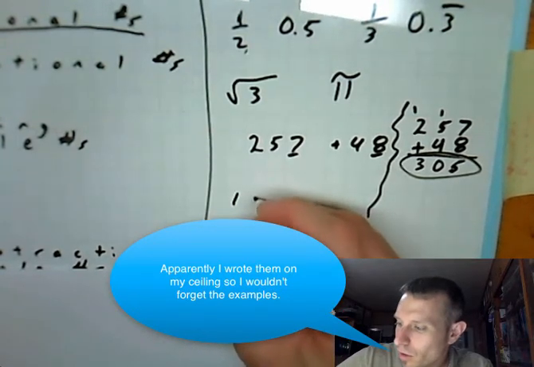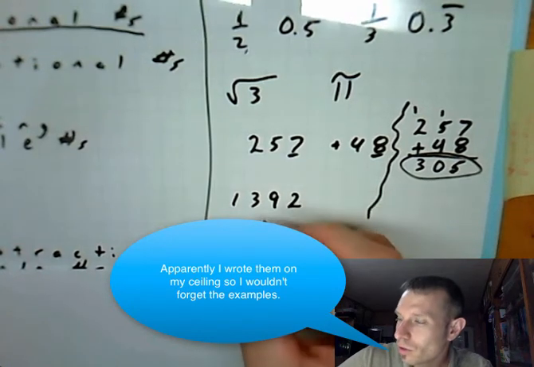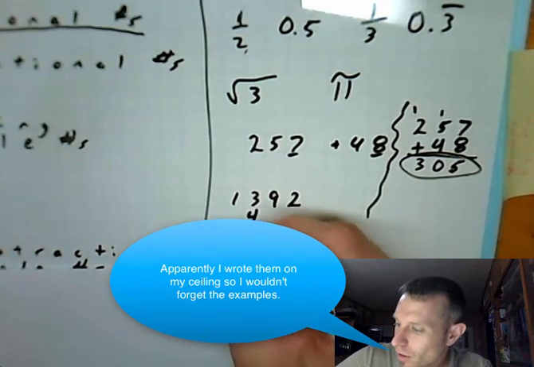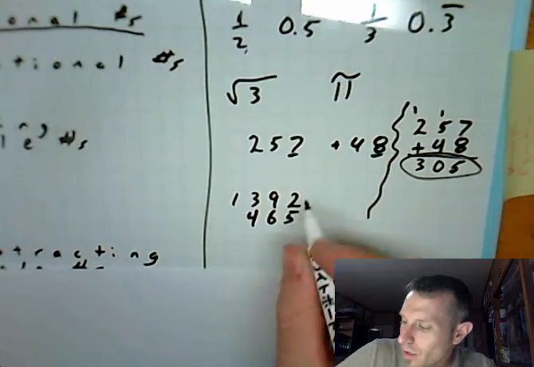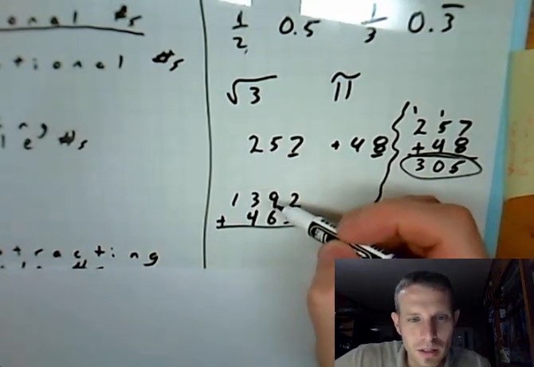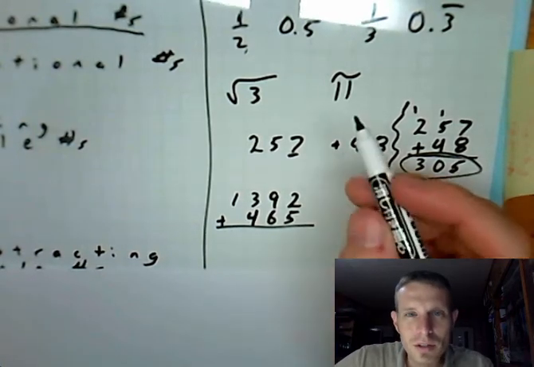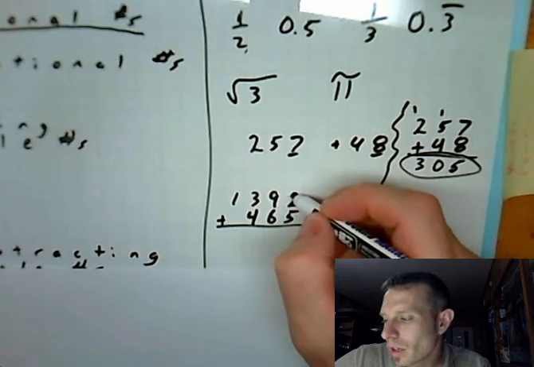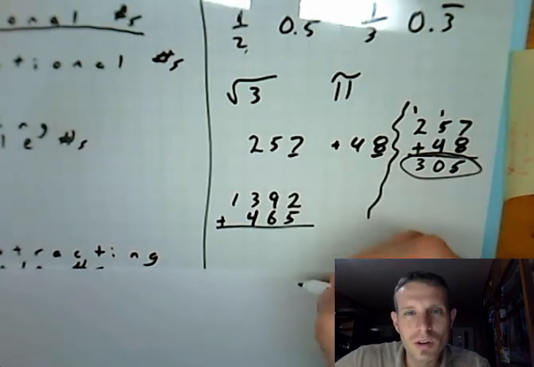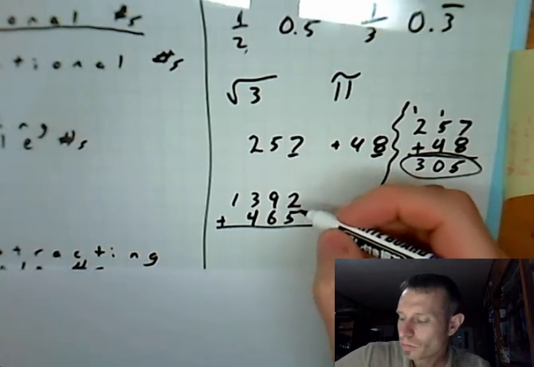If we have 1,392 plus 465. And one thing that I want you to notice is that, I don't know if you can see this, I think you can. I'm using graph paper, and you guys are required to use graph paper as well, and so it's a good idea to have these all line up one number in each box when you do these.